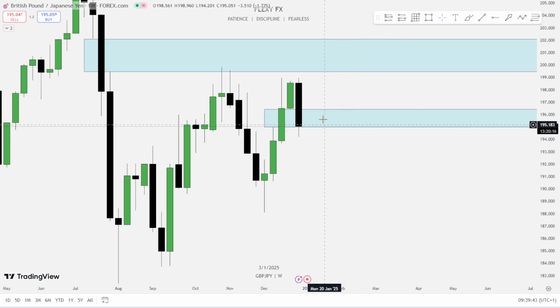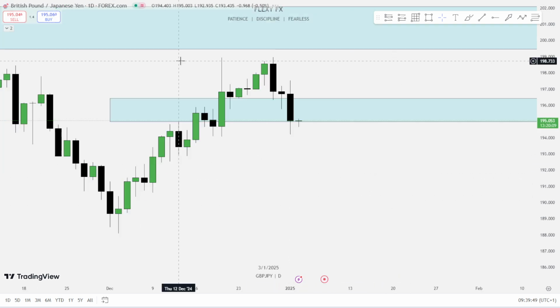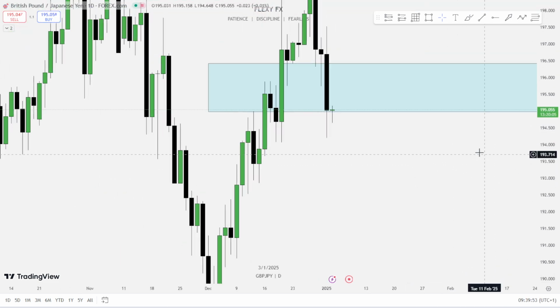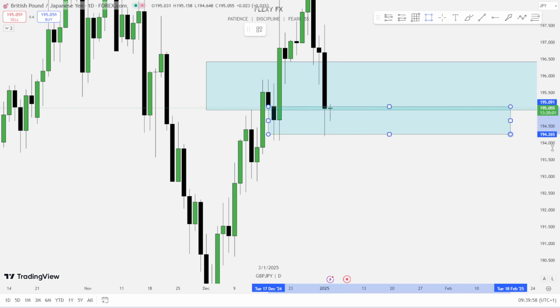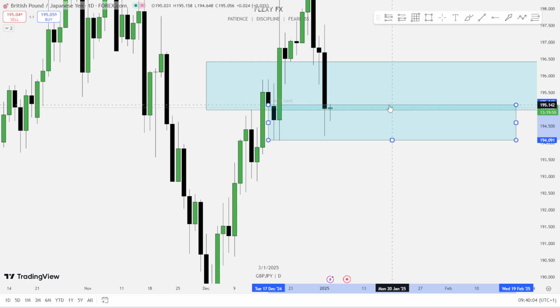So this is a very big imbalance from the weekly time frame. I'm not going to take a trade just like that. I'll step down to the daily time frame to see if I'll have other confluences. And of course, I have an order block right here, which makes it more valid for me.